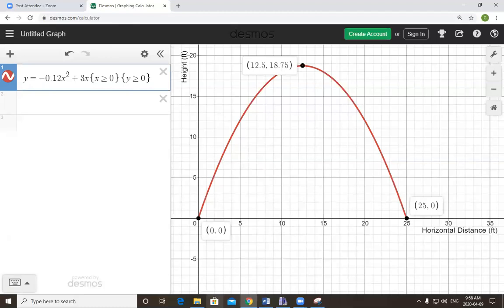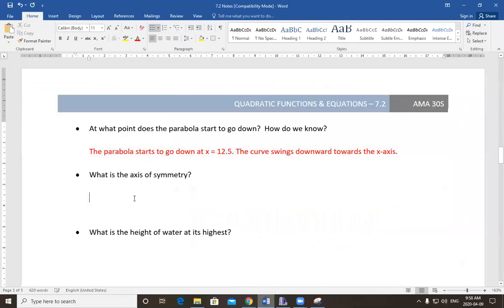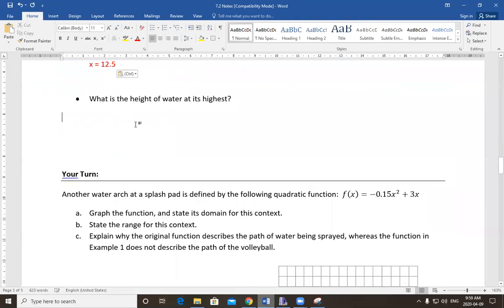So that's how we are going to be using our graphs to get contextual information, but we're a little bit ahead of the game. So it asks for the axis of symmetry. Well, the axis of symmetry is the x coordinate of the vertex. So it's x equals 12.5. What is the height of the water at its highest? Okay, the height equals 18.75 feet. I keep thinking meters. I don't know why.